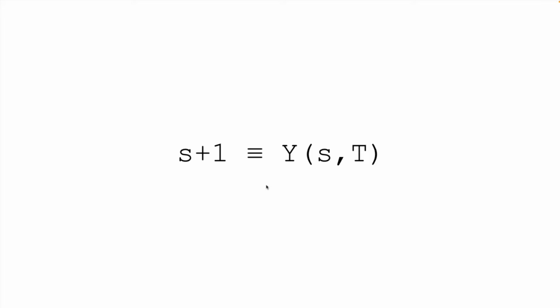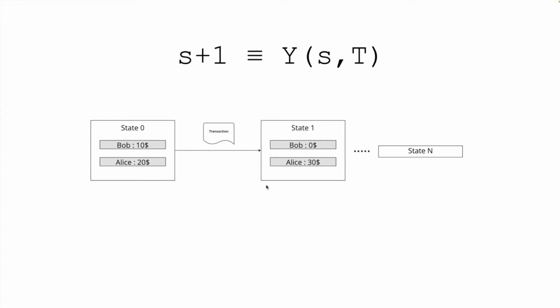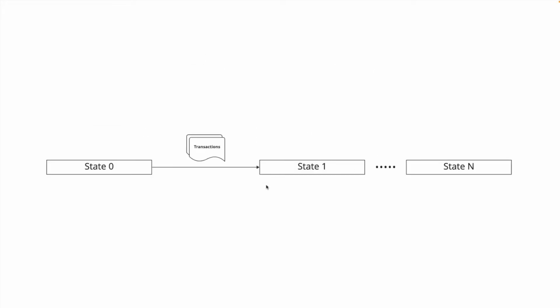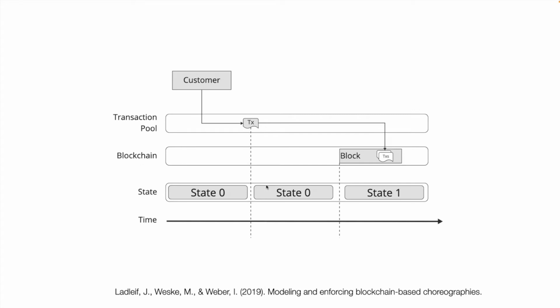So we start from a state. For example, here we have two participants, and then a transaction will change the current state to a new state. But now let's imagine that we can also have multiple transactions batched together instead of one transaction. That's exactly the same thing. So now that's a different view.